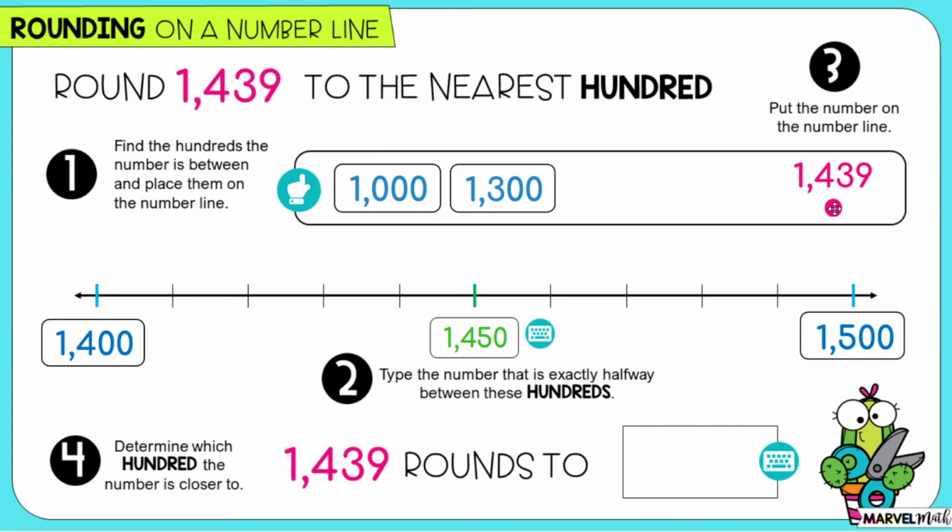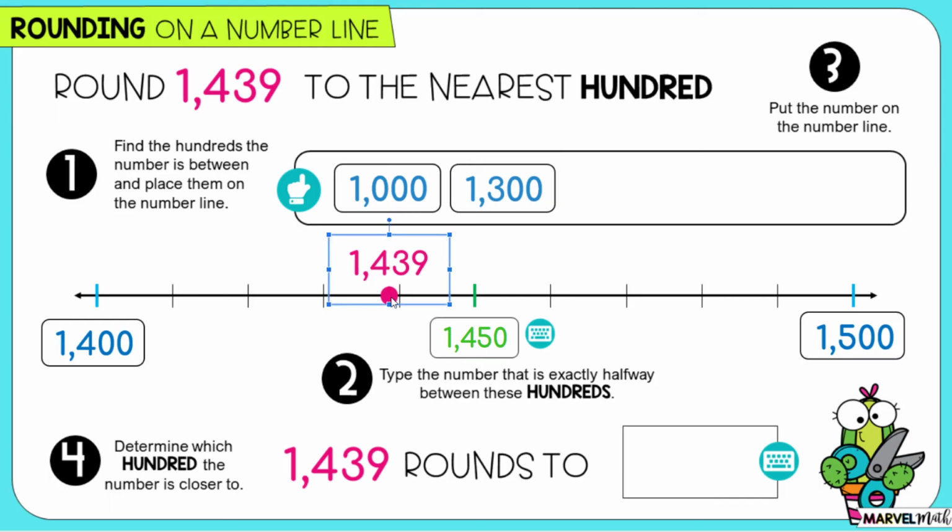Now I need to think about where this number would go. So each of these again is counting by tens. So 1,410, 1,420, 1,430, 1,440, 1,450. So this would go over here between 1,430 and 1,440, but it's much closer to 1,440.